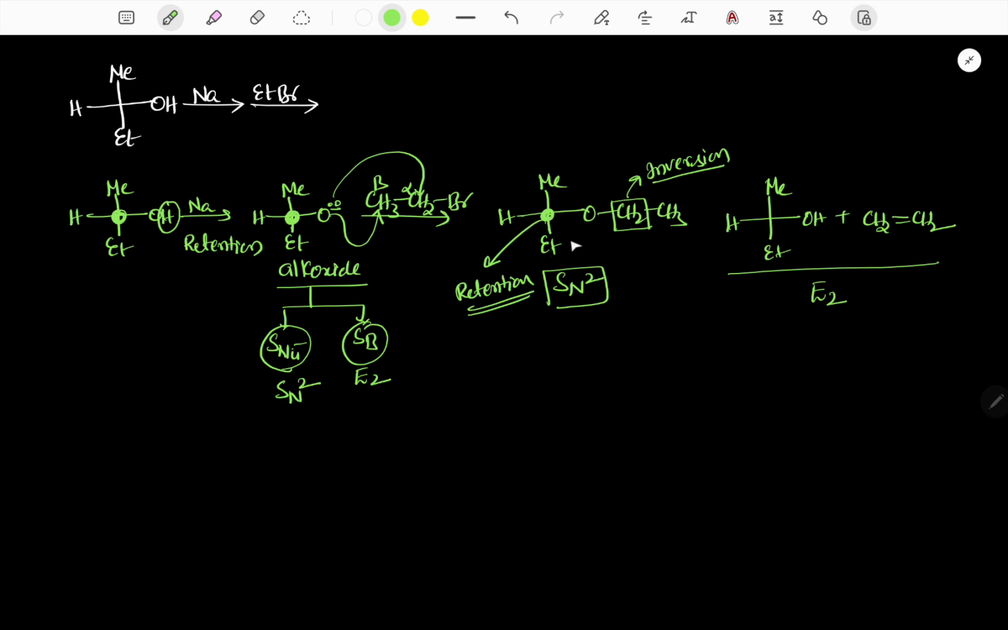If a chiral center is present, we should talk about only the chiral center. That's why here the best answer is retention in configuration, because it is a chiral center.